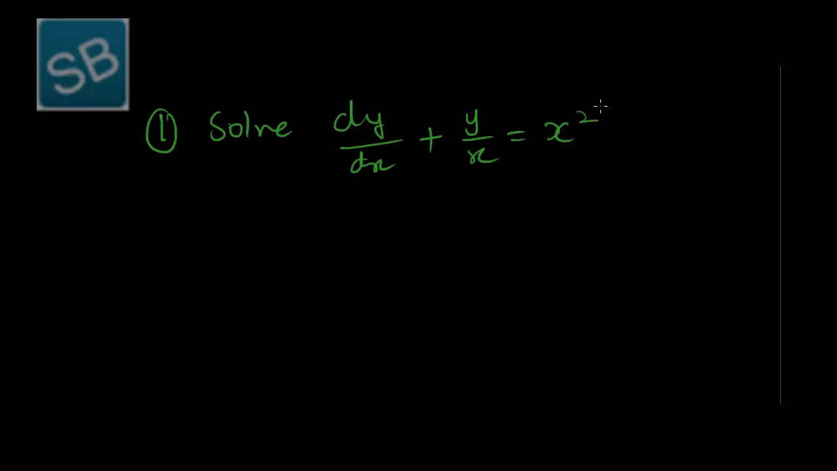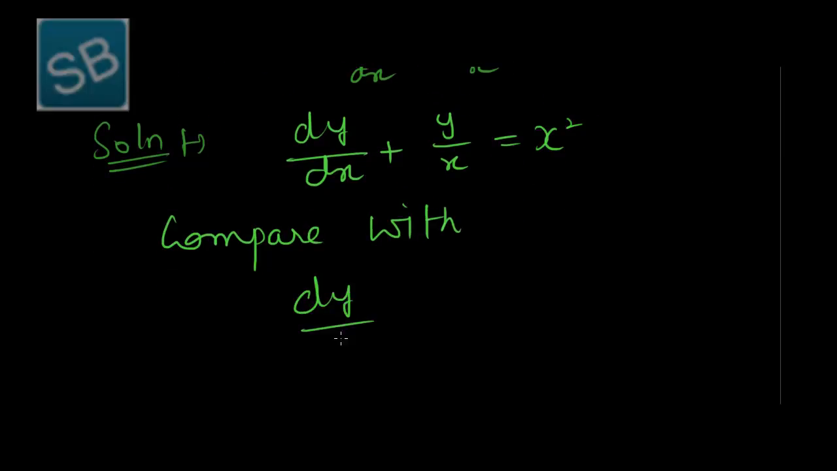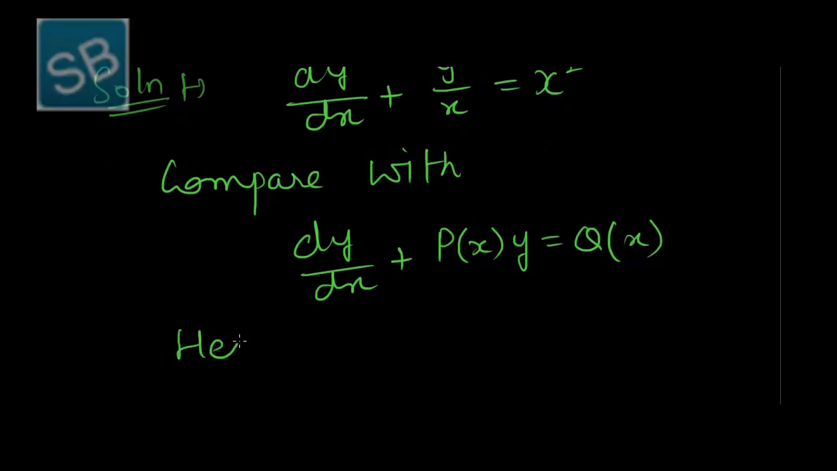Now we are going to solve a problem based on linear differential equation, that is, solve dy over dx plus y over x is equal to x square. Now the solution is, as we have dy by dx plus y over x is equal to x square, compare with dy by dx plus P of x times y is equal to Q of x. So here P of x is 1 by x and Q of x is x square.